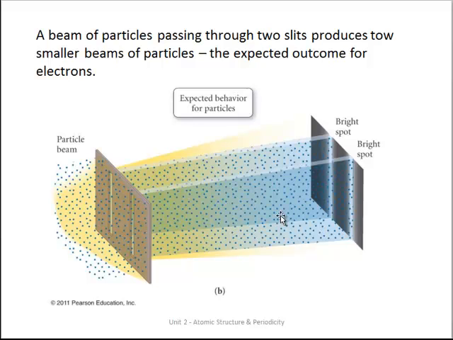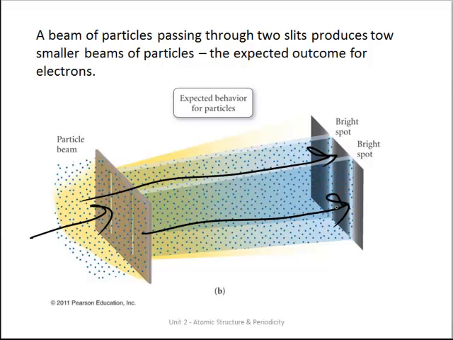So if we submit a source of electrons to a double slit opening, we would expect to see just two bright spots on a detector where the particles, which don't diffract, hit the detector. They're only going to go through that slit, travel the distance to the detector, and you would see two bright spots where the electrons lining up with those slits would hit.